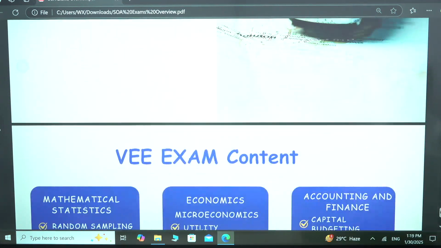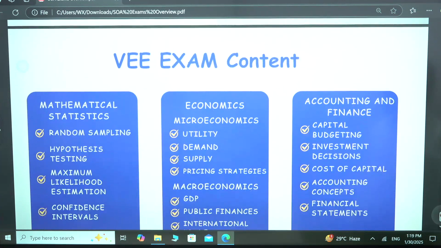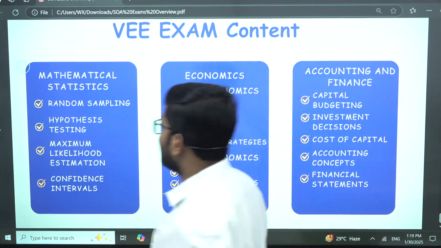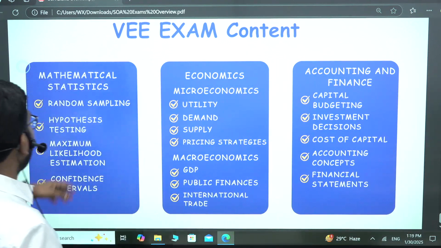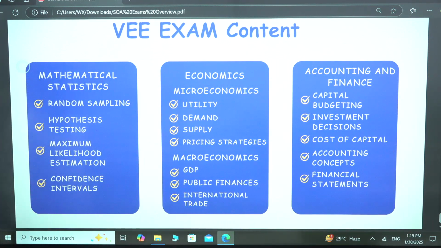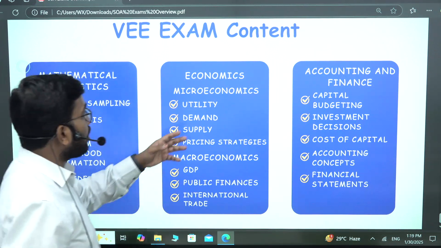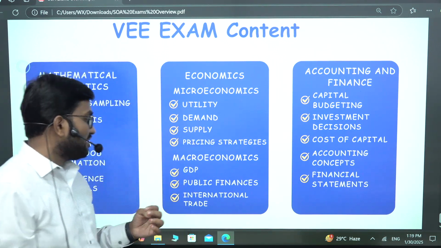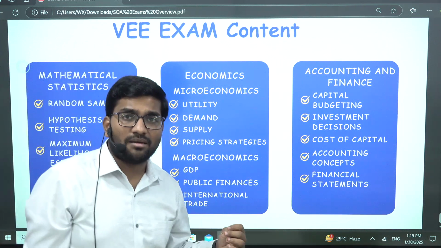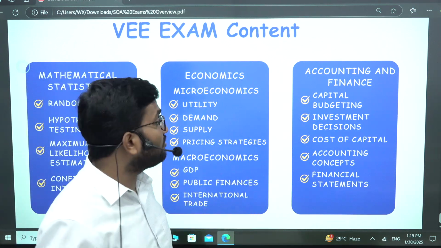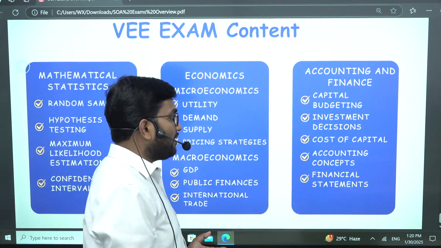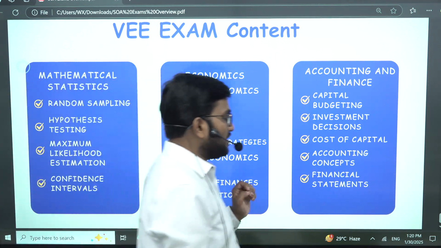Now VEE exam content: one is mathematical statistics, the other is economics, in which there is microeconomics and macroeconomics, and accounting and finance. In mathematical statistics, there is random sampling, hypothesis testing, maximum likelihood estimation, confidence intervals. In economics, there is utility, demand, supply, GDP, public finances, international trade. Definitely more topics are there, but here we have just mentioned an outline. In accounting and finance, there is capital budgeting, investment decisions, cost of capital, accounting concepts, and financial statements.